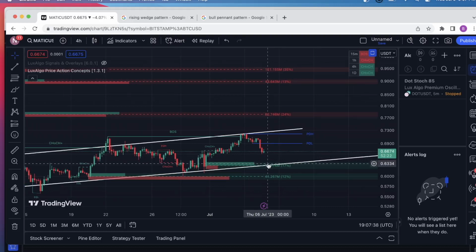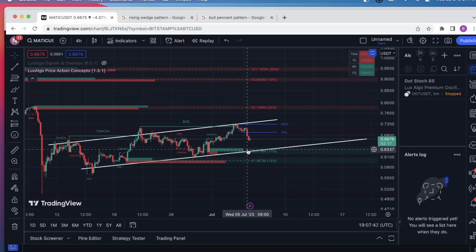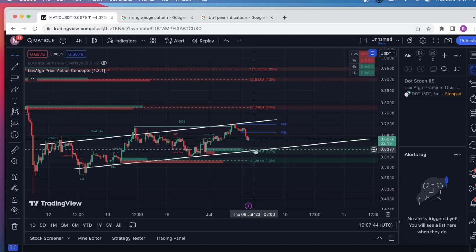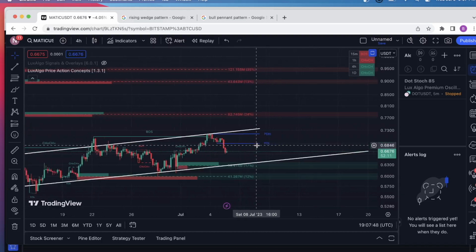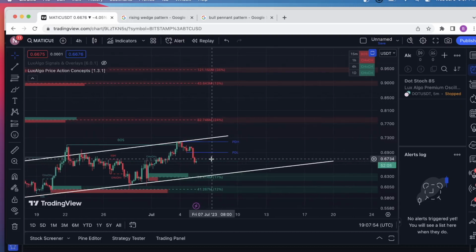So if it comes there, maybe look for a long opportunity. But like I said, you can look for a long opportunity with a tight stop loss. But I'm more interested in looking for a short opportunity at this top range, just because this is typically a bearish pattern that will more often than not break down.